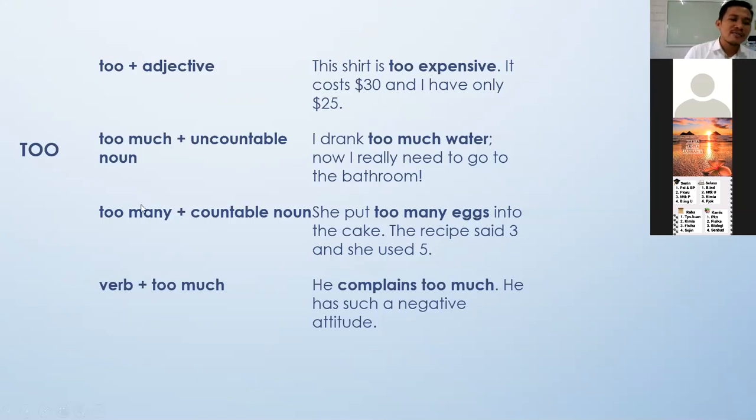Okay, next is verb and too much. Ya, verb followed by too and much. For example, like, he complains too much. He eats too much. Ya, too and then much. He complains too much, yeah. He has such a negative attitude. So verb can be followed by too and much. Yeah, he complains too much. He eats too much. He sleeps too much, yeah. Understand? Right, so these are two.